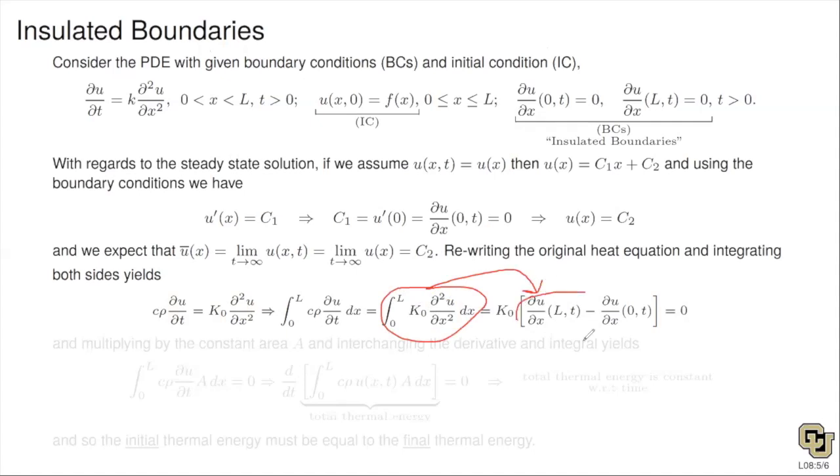And now we can take advantage of the boundary information. We're given that partial u partial x on the right side of the rod is 0, and we're given that partial u partial x on the left side of the rod is 0. So I get that this integral here equals 0.